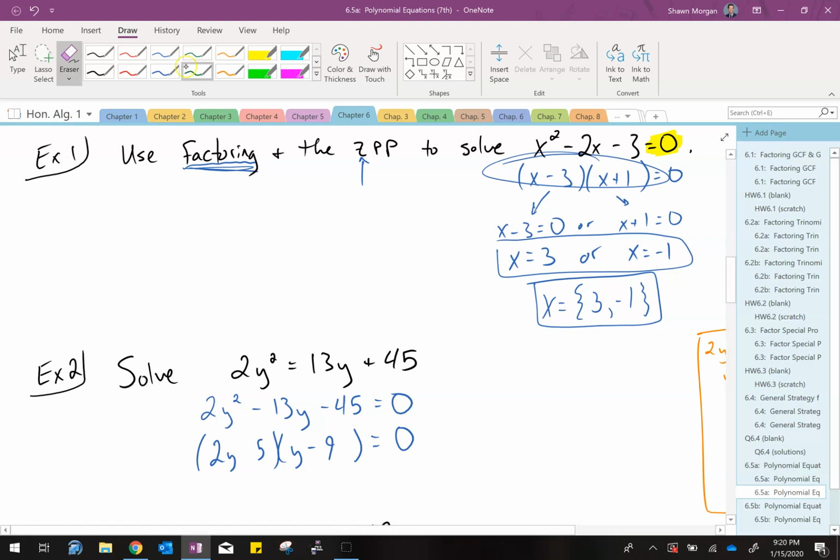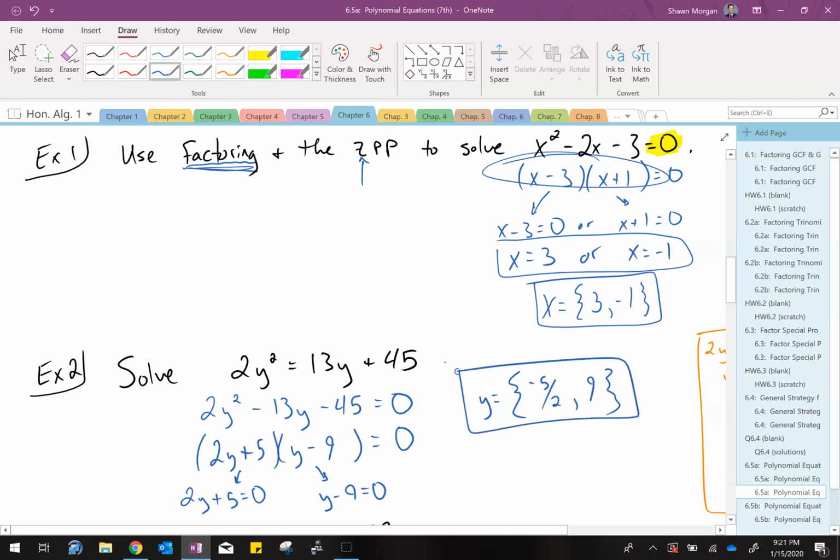And now we can set about using our zero product property. And that ZPP, again, we get comfortable using it here. We get 2y plus 5 equals 0, and y minus 9 equals 0. And my goal for you guys is to be able to actually jump over that step and go right on into saying, okay, well, here are my answers. Y is going to be negative 5 halves, or y is going to be positive 9.